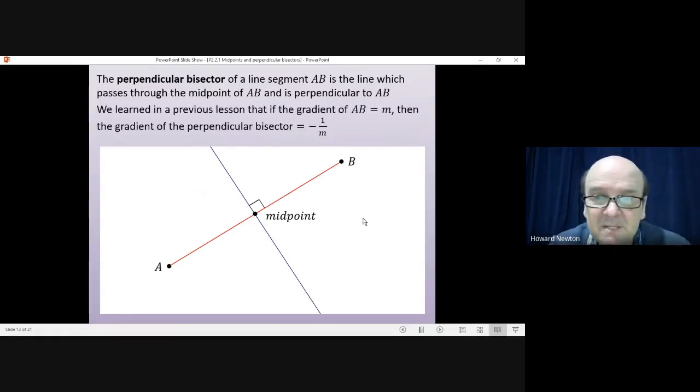Now, we learned in a previous lesson that if the gradient of AB is equal to m, then the gradient of the perpendicular bisector will be minus 1 over m.